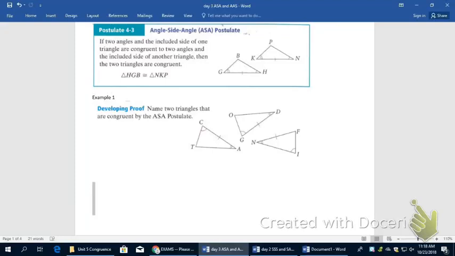Alright, in this lesson we're talking about the angle side angle postulate to start out with. That is when the segment that is included between two angles is what's congruent. So in this case the segment GH is between angles G and H, which are shown to be congruent. So this is angle side angle because of that.